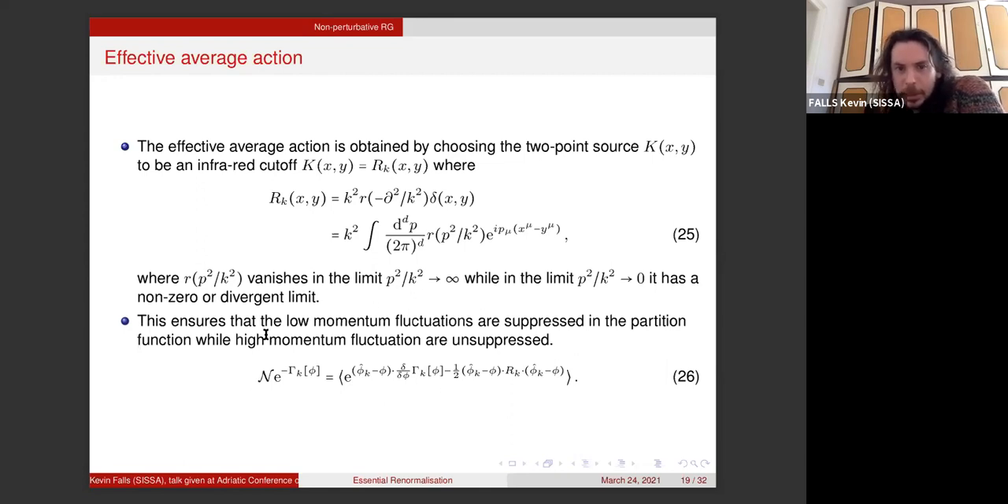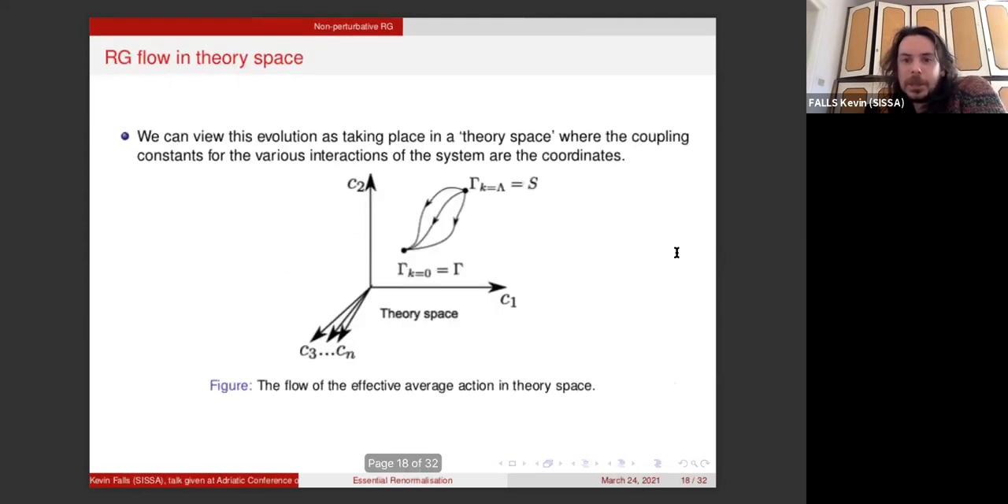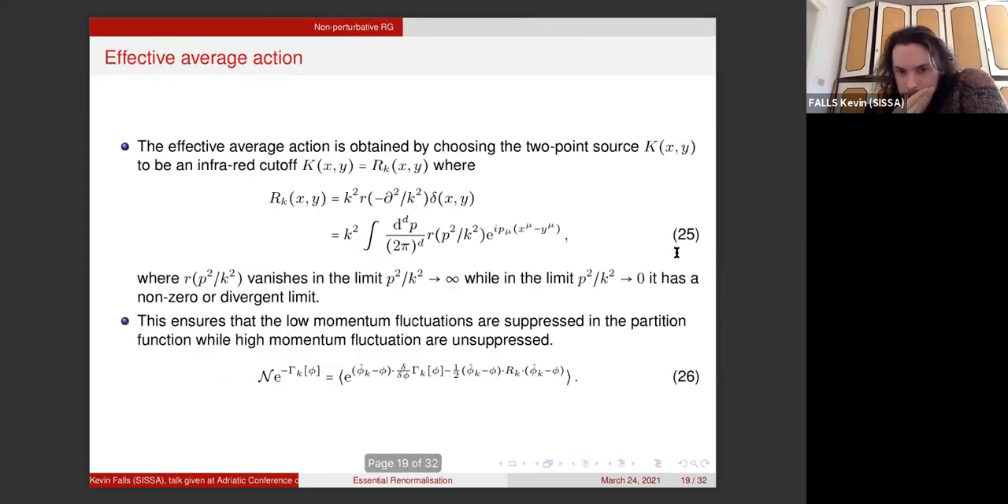So then you have this expression for the effective average action. And then what's happening when you take k towards lambda, and we assume here lambda is essentially infinity, is this essentially becomes a delta function in the path integral. And then when you evaluate the delta function, this gives you the limit that this should then go back to the microscopic action. So then this is the idea.